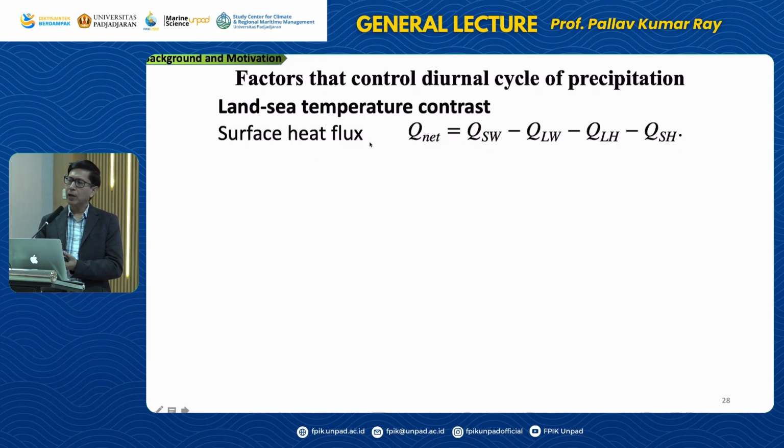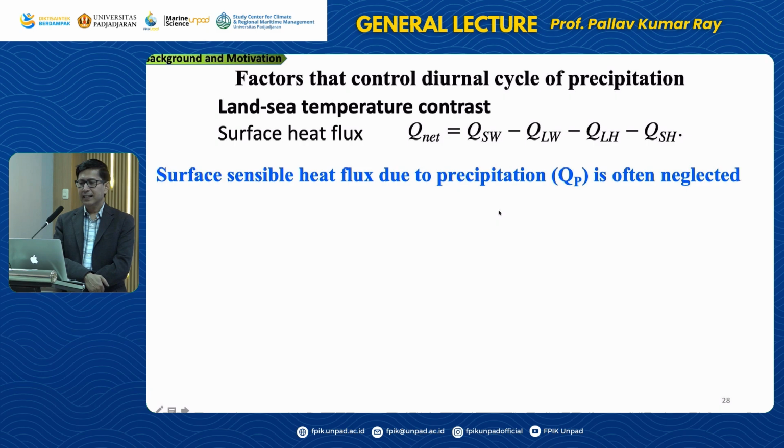What I'm going to argue today is that this is not enough for the maritime continent, and we should include another term which can be very, very important. I'm calling that the surface sensible heat flux due to precipitation. It is neglected everywhere, and I'm going to argue that we should not neglect it for the maritime continent, and I'll explain why.